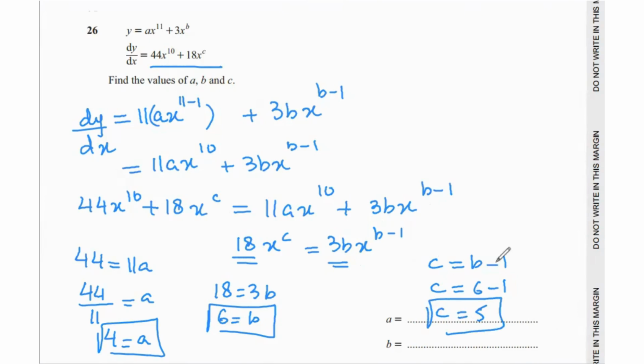Remember, after finding the derivative, you put the two equations equal to each other and compare the similar terms. 44 is the same as 11a, so when you put them equal to each other, we find the value of a. 3b is the same as 18, so that helps us in finding the value of b, and c equals b minus 1, which helps us in finding the value of c.